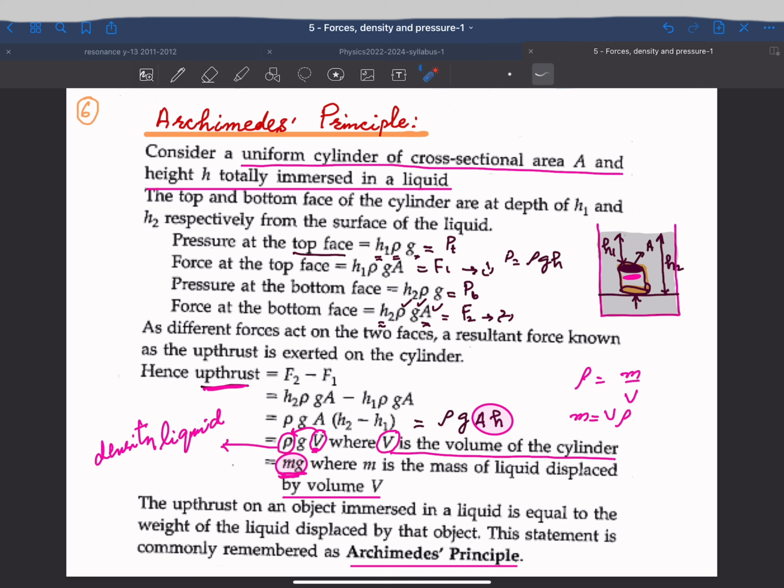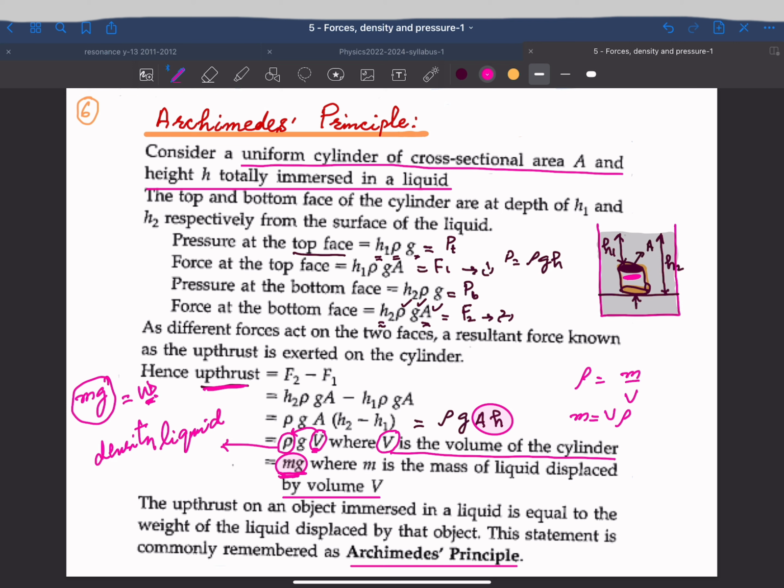That object will displace a particular amount of water, and this will be equal to, of course, the mg you have, and this mg is nothing but the weight of the liquid. So be careful, this weight of the liquid will decide what the upthrust on the body will be. Here we have a number of examples and applications of this upthrust.